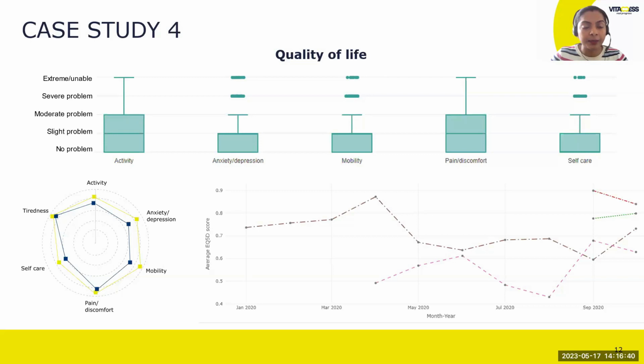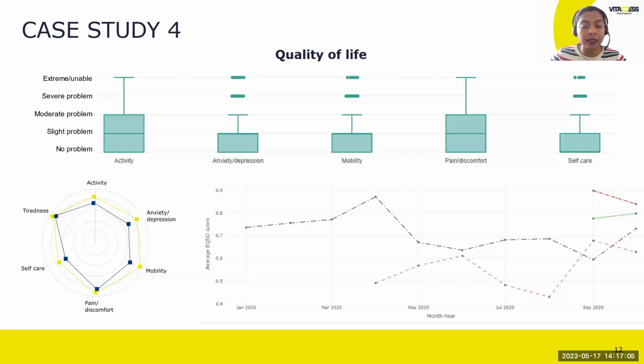The last one is the bottom right. This is a visualization which allows you to compare the quality of life scores across different time points in a clear and precise way. This way, you are able to tell which particular participant or patient had a higher or lower quality of life score at what point in time.